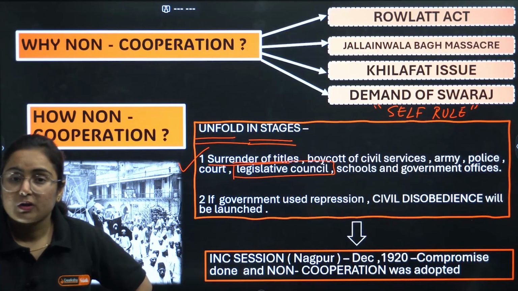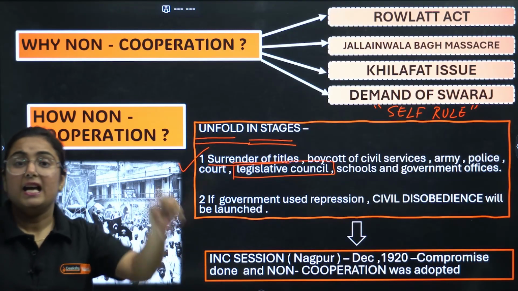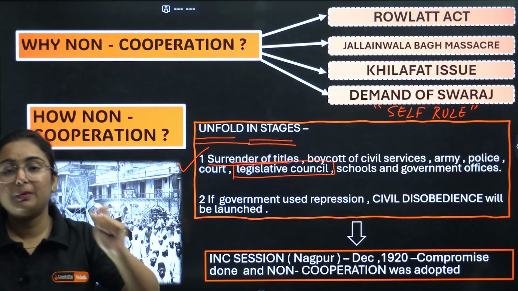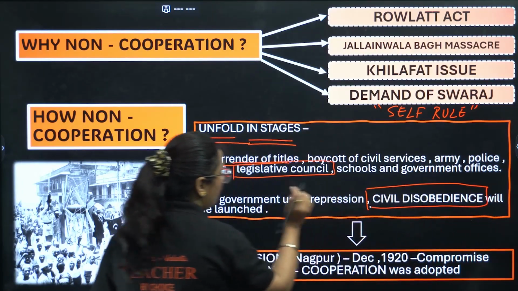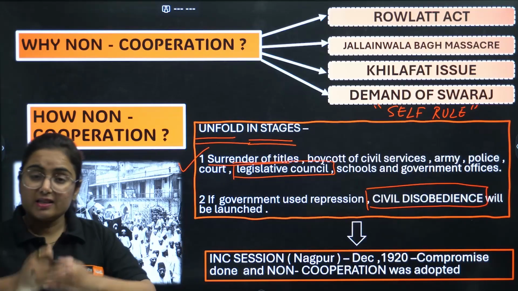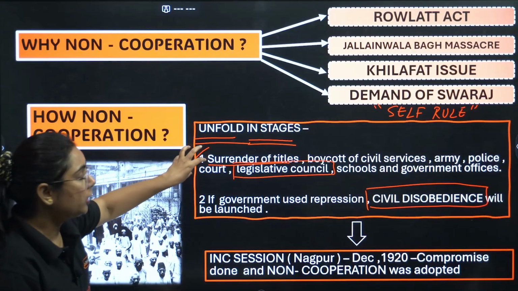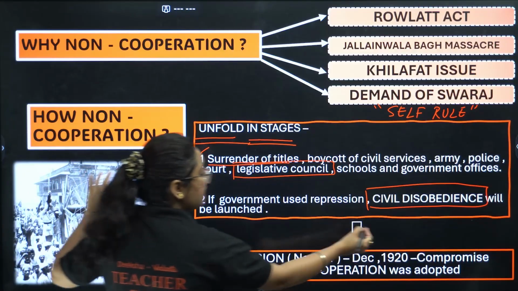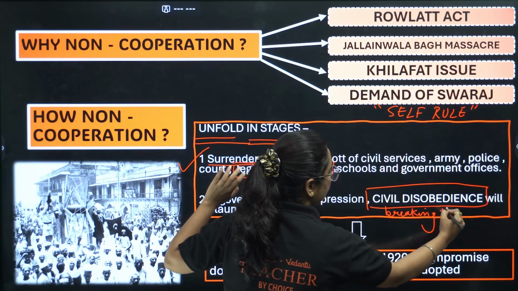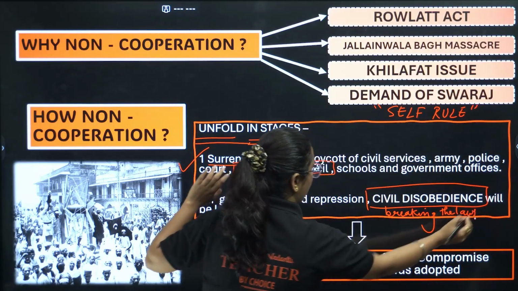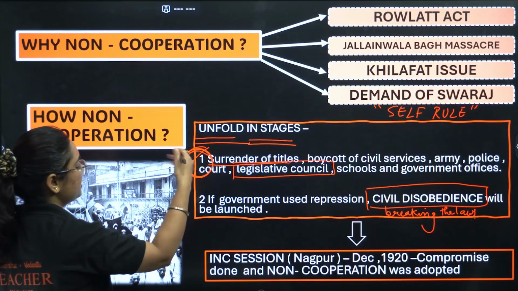Get the point? So this was the first step, and then Gandhiji said that if still our demands are not accepted, then we will move this movement to civil disobedience. This is how our movement will unfold. First, we will be non-cooperating with them. Then, by civil disobedience, we will be breaking the laws. However, in this act, only the first one was accepted because it was then withdrawn.